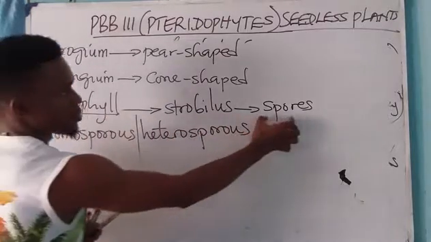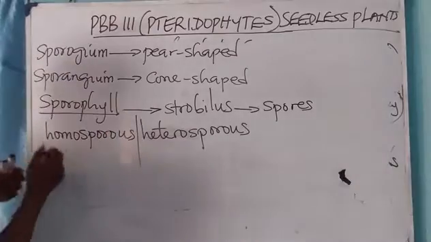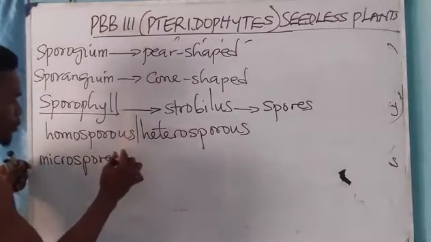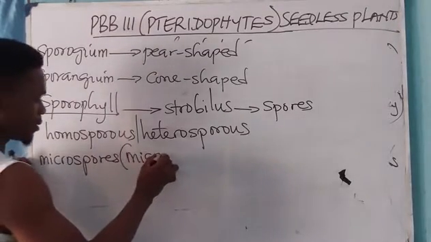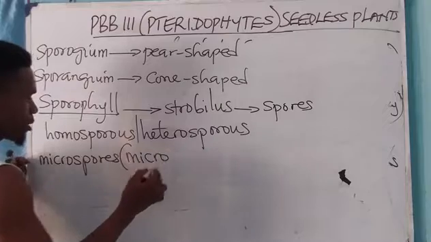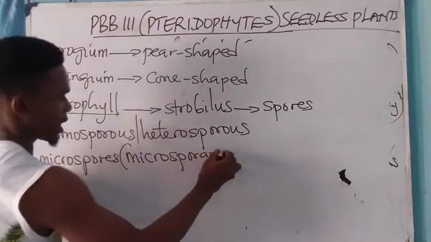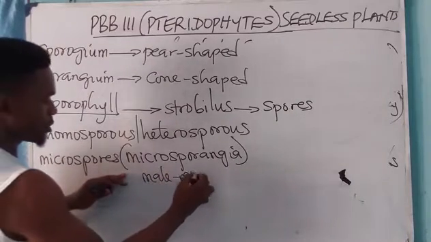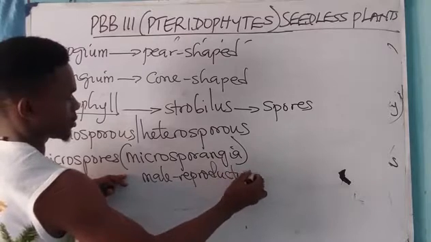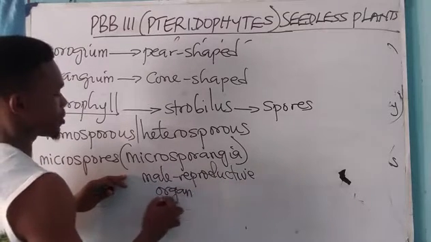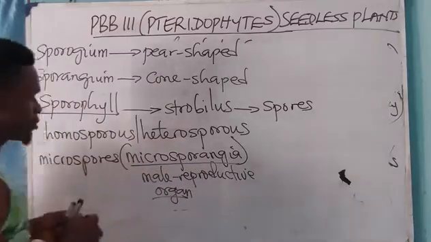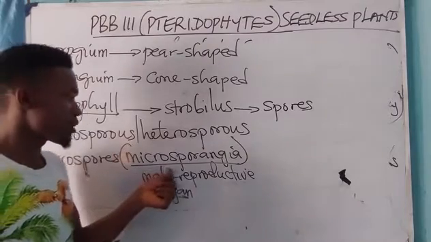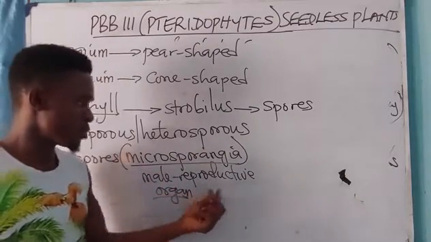Now, smaller spores are called what? Microspores. And these microspores are produced by the microsporangia. This is what? The male reproductive organ. Anything about man is always small, micro. Microspores are produced by the microsporangia, which is the male reproductive organ.